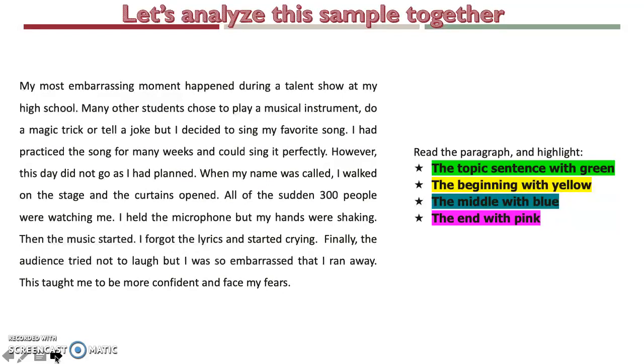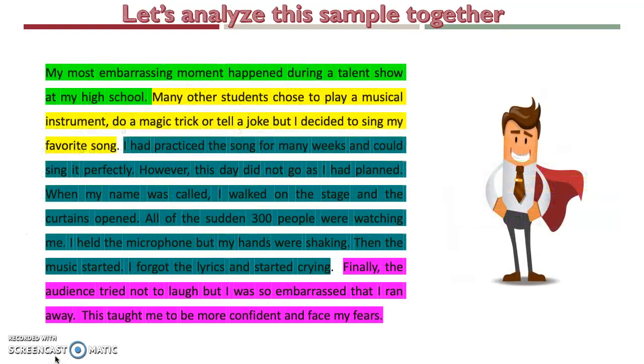So, did you identify the 4 elements? Let's check it together. That's right. Good job. The green shows the topic sentence. The yellow shows the beginning. As you can see, the blue is the middle of the story. And finally, pink shows us the end. And remember what you learned.